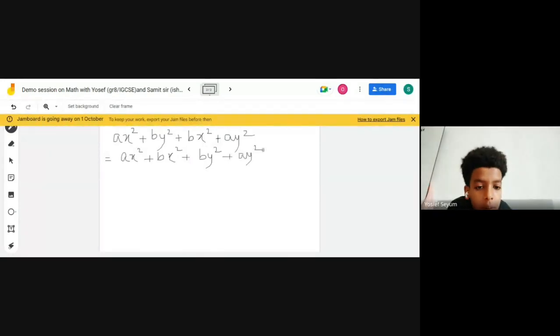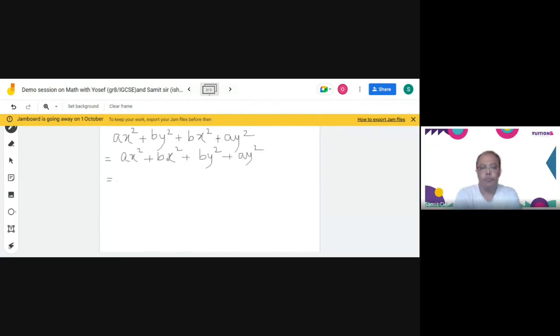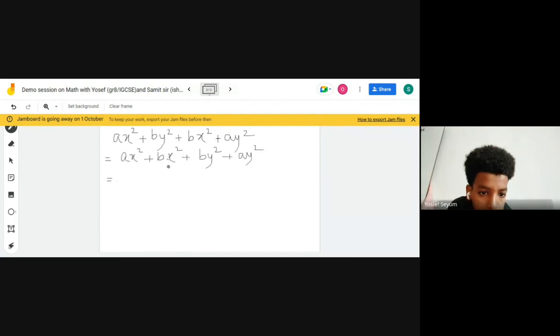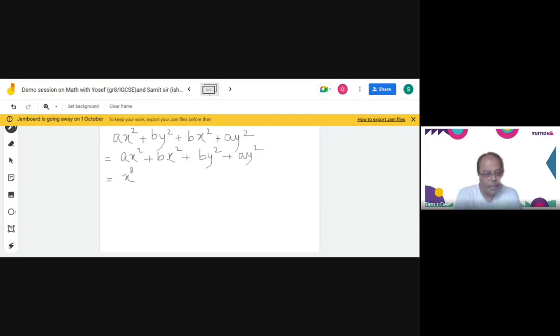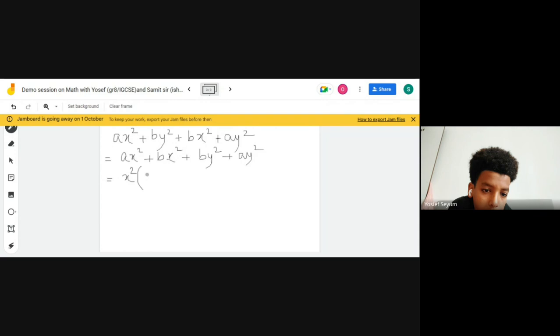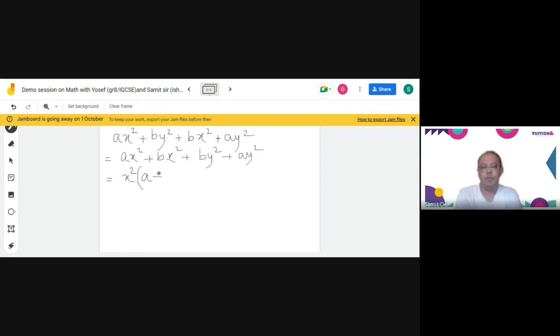After that, we need to take x common from these. This is x square. This is x into x, x square, right? This is also x into x. So I will take x square common. What am I left with? A plus B. Just understand that this is x square.